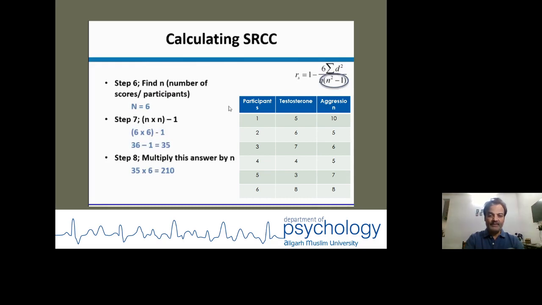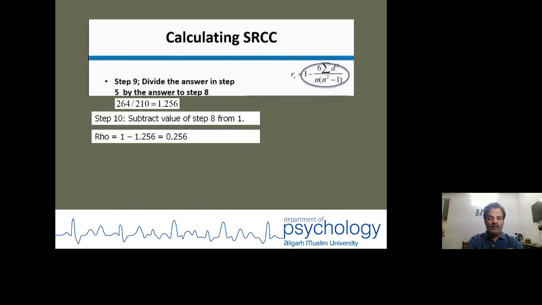In step 7, calculate n into n square minus 1. 36 minus 1 is equal to 35. In step 8, multiply this answer by n. 35 into 6 equal to 210. Now coming to step 9. Divide the answer in step 5 by the answer to step 8. 264 divided by 210 equal to 1.256.